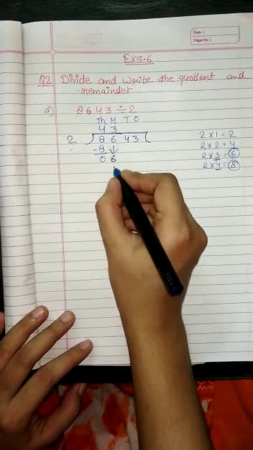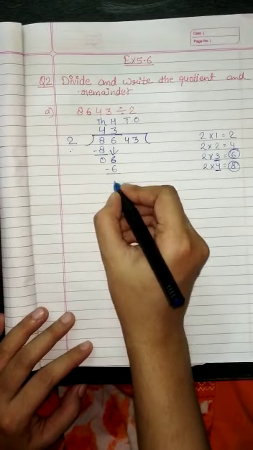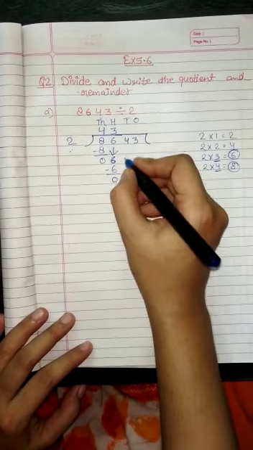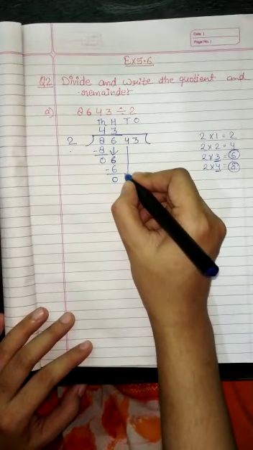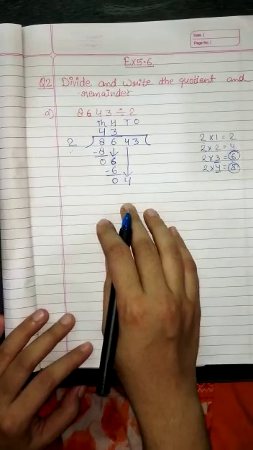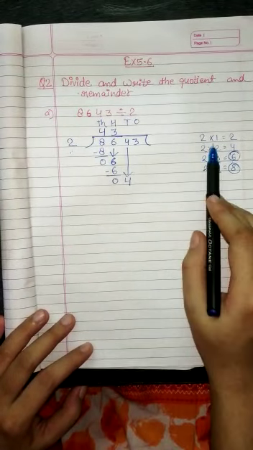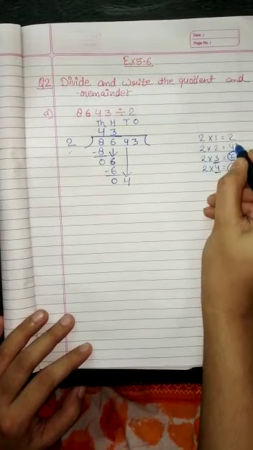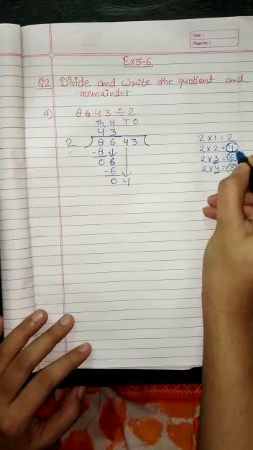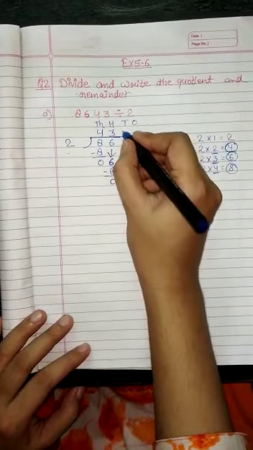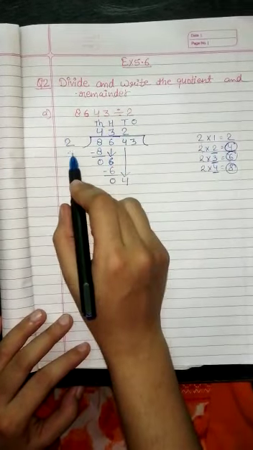Now we'll multiply this by divisor. 2 threes are 6. 6 minus 6 is 0. Okay. Now we'll bring down the next digit. The next digit is 4. Again, let's read out the table of divisor once again. 2 ones are 2, 2 twos are 4. So 4 is occurring in the table of divisor. How many times is it occurring? 2 times.